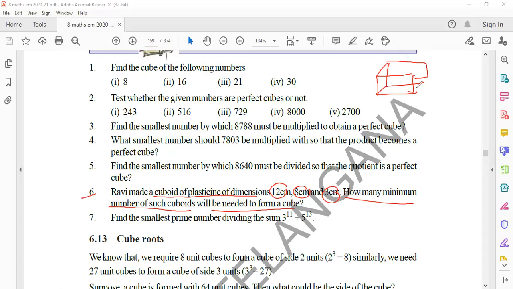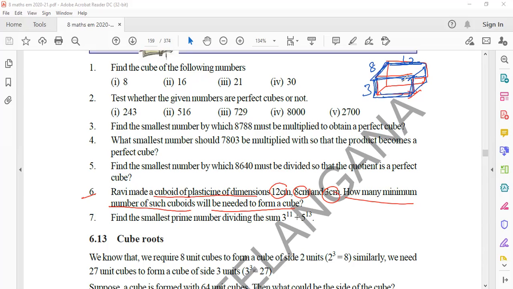Cuboid means length, breadth and height are different. So here the length is 12 centimeter, the breadth is 8 centimeter, and the height is 3 centimeter. Like this, we have made one cuboid, like your chalk duster box. It's a cuboid, so it is not a cube.